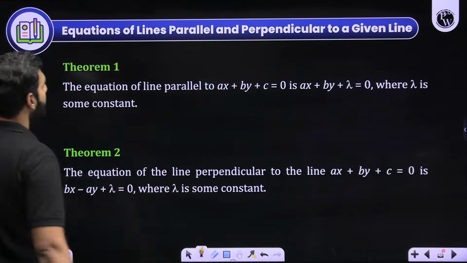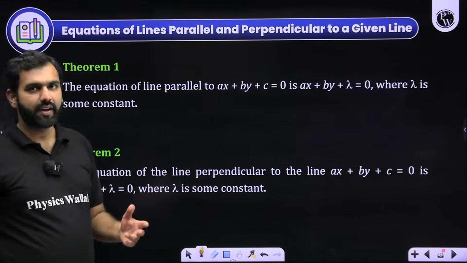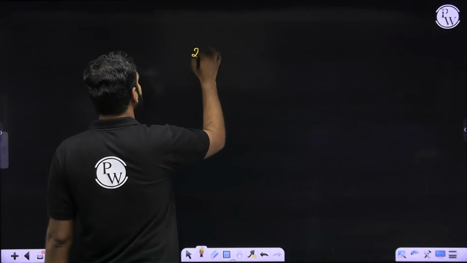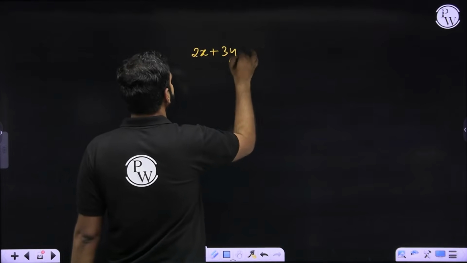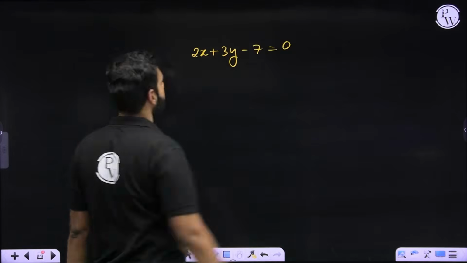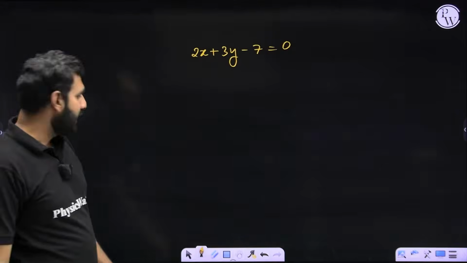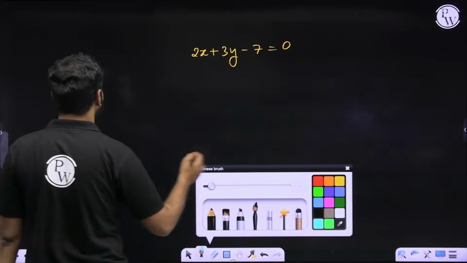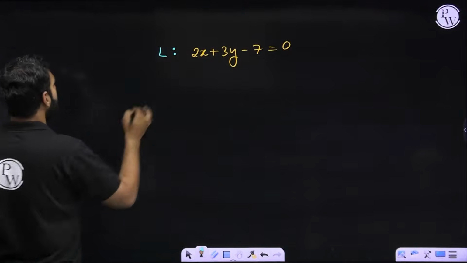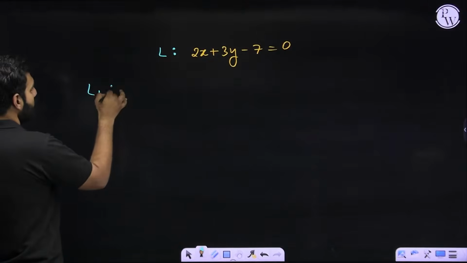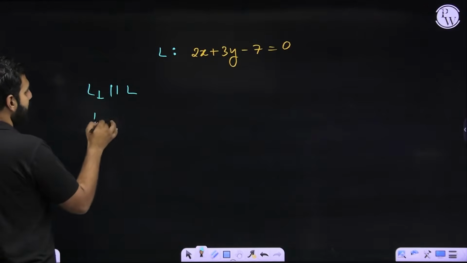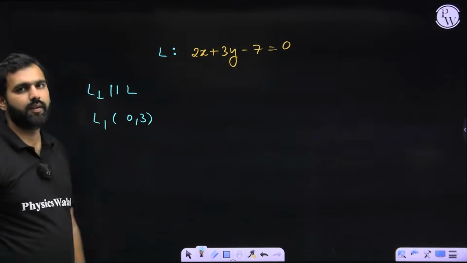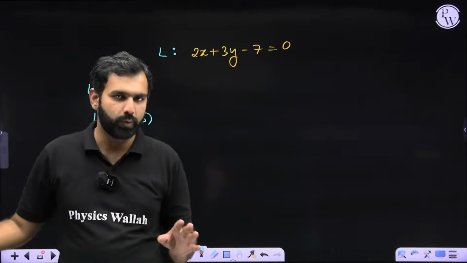It says, let's say we are given a line. I'll simply give you a very straightforward example. Let's say we are given a line 2x plus 3y minus 7 is equal to 0, and we are told to find the equation of a line. Let's say this is a line L. So find the equation of a line L1, which is parallel to L, and L1 passes through, let's say, 0, 3. How will you do it? Please understand, don't put much effort.